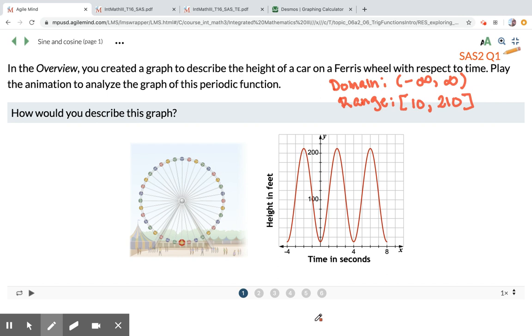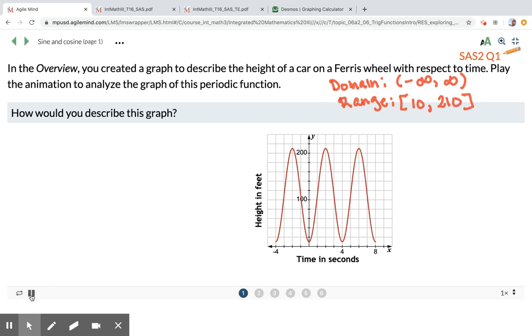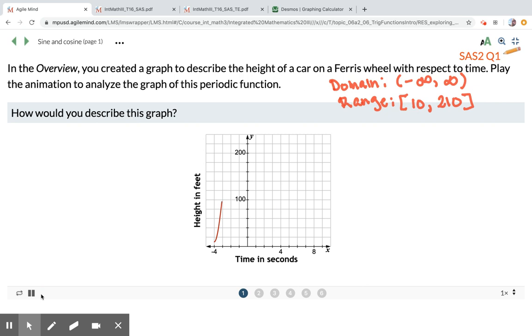But there are some new words there. If you'll notice underneath Ferris wheel graph 1, we got the domain, all real numbers, it goes forever right, forever left. The range is from 10 to 210. It's as low as we go, as high as we go. But there are some new words here: period, midline, and amplitude. Shall we discuss those? Yeah, I think we need to discuss those. So let us discuss. Let's talk about the period.